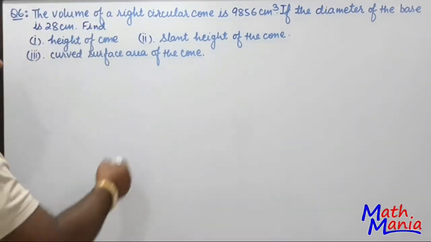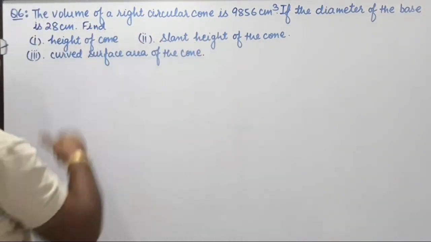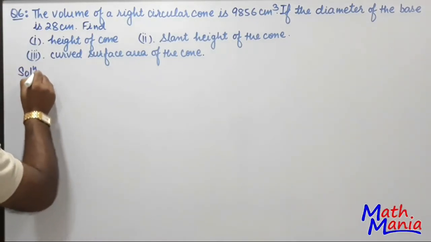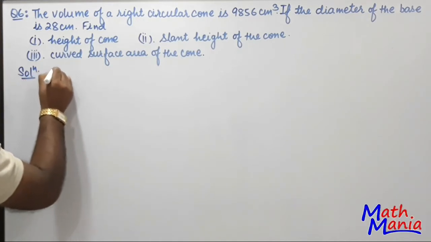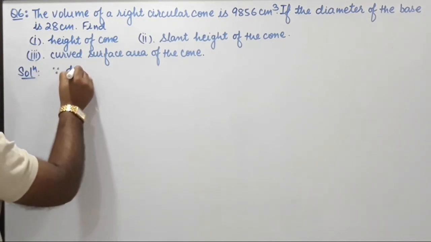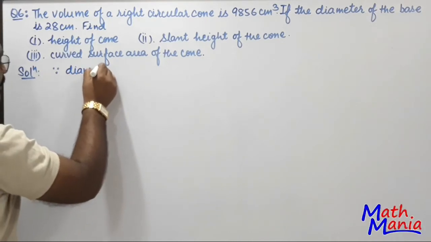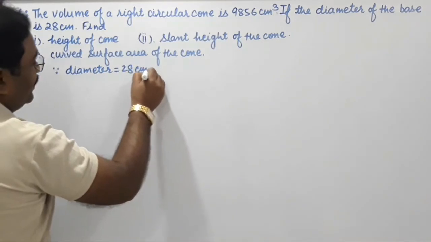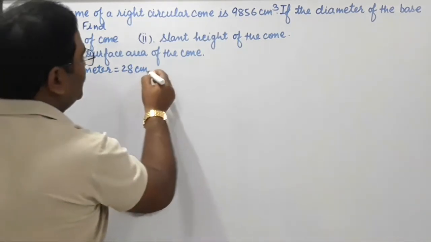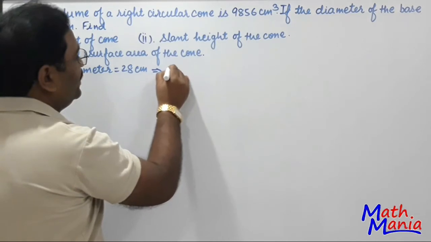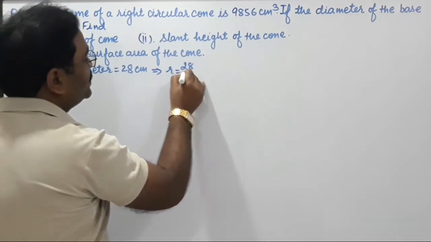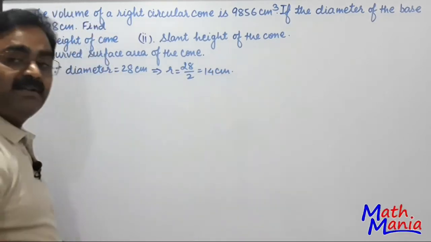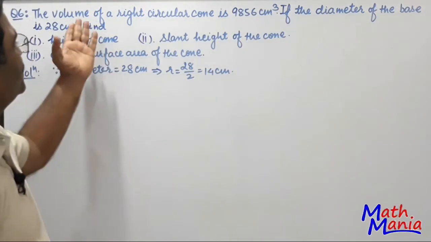Let us see what information is given. The diameter of its base is given. So see the solution. Since the diameter of the base is given, which is 28 centimeter, its radius will be half of the diameter, which is 14 centimeter. Now, after getting the radius, the second information is given.